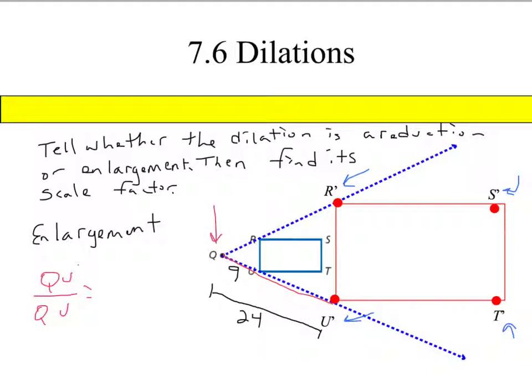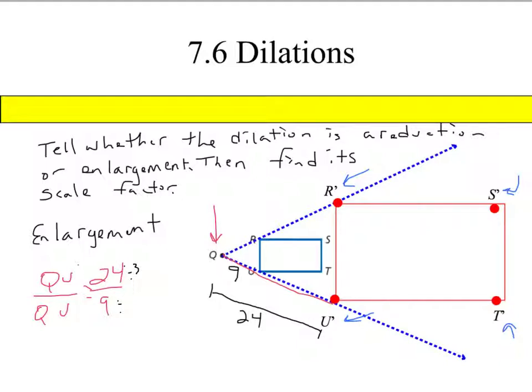All right, so we know the distance of Q to U prime is 24, and from Q to U is 9. So my scale factor here is 24 over 9. However, we can reduce this down. What can we reduce this down by?